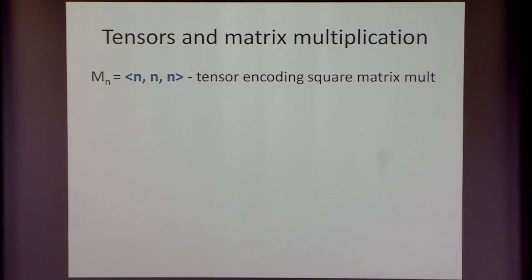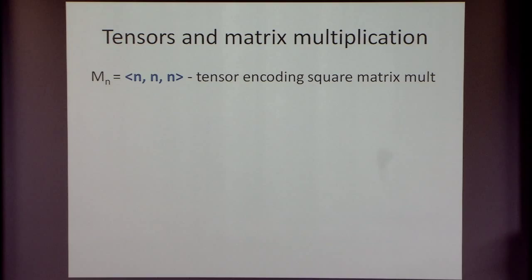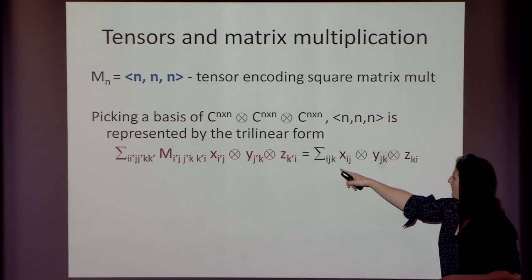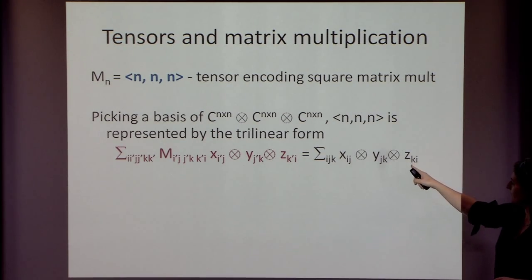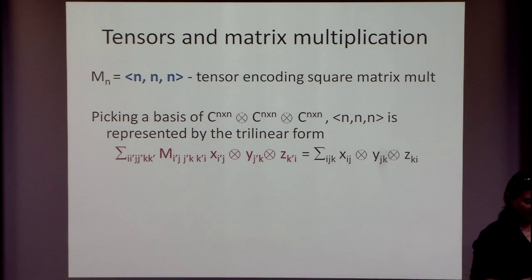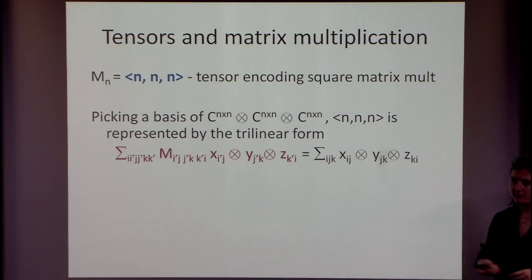And so this relates to tensors in the following way. There's something called the matrix multiplication tensor, which we denote ⟨n,n,n⟩ whenever it's n by n matrix multiplication. It basically encodes this trilinear form. The trilinear form tells us that the coefficient in front of z_ki is the sum over j of x_ij times y_jk, which is exactly what you want to compute when you're computing the matrix product of two matrices x and y, and z is the output.